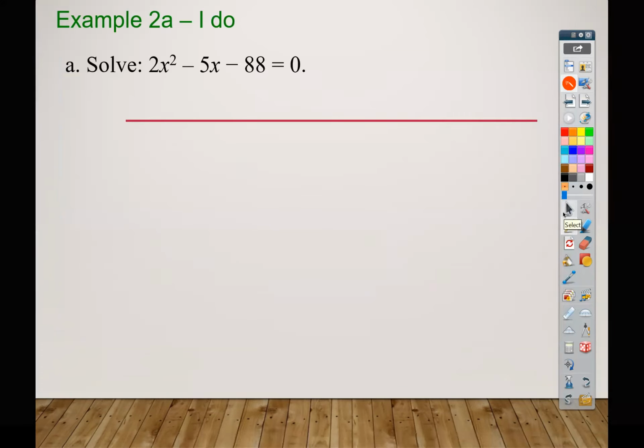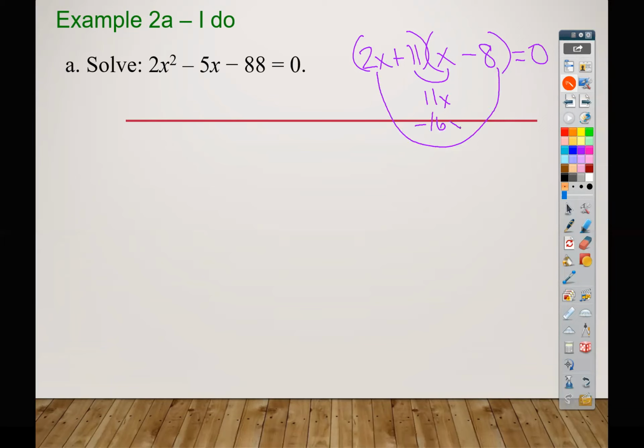So we need to factor 2x squared minus 5x minus 88. So you think, okay, what times what is 2x squared? 2x times x. What times what is 88? 11 and 8. Okay, so if I did this, let's see if that would work. That would give me 11x, -16x, which would give me that -5x in the middle that I need.